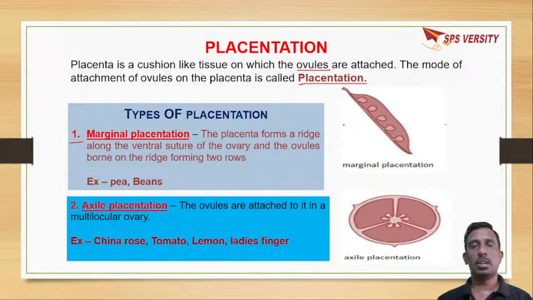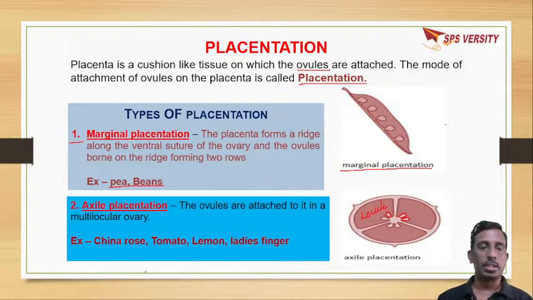So marginal means the ovules are attached to ventral suture of the ovary, that is to one, all are arranged one above the other. Like in pea and beans. Okay. इसको क्या बोलते हैं कि marginal placentation. Axial means center, where the ovules are arranged in the center of the ovary. These are ovules where they are attached to center of the ovary. So this is called locule. The ovarian space is called locule.